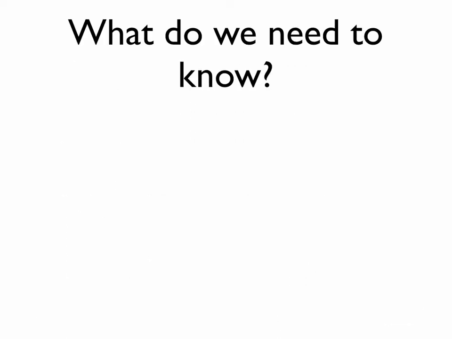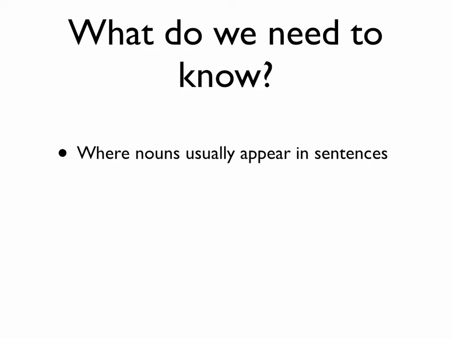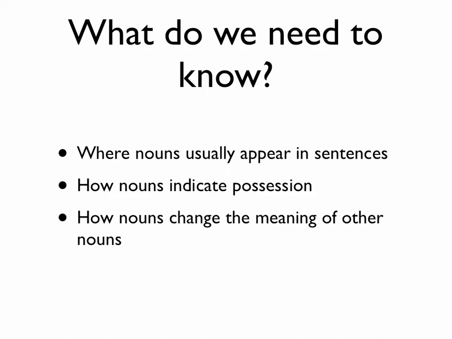However, we don't need to know everything, right? There are certain things that we need to know, and these are a few of them. Where nouns usually appear in sentences, we need to know that, how nouns indicate possession, and how nouns change the meaning of other nouns. Okay, so let's look at those a little bit more closely.